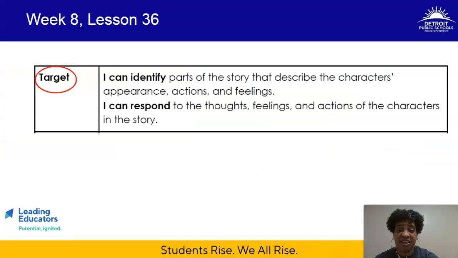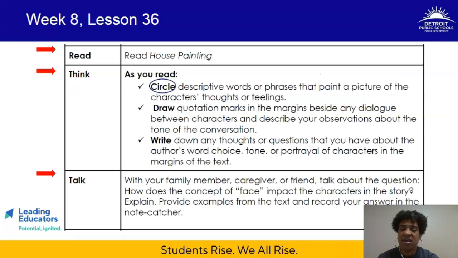Our learning targets for today are, I can identify parts of the story that describe the character's appearance, action, and feelings, and I can respond to the thoughts, feelings, and actions of the characters in the story. So we're going to see that aligned with the guidelines related to our close reading annotations for today. We are going to continue in our read, think, talk, write routine as we always do, and then close with a wrap-up activity to solidify that learning.